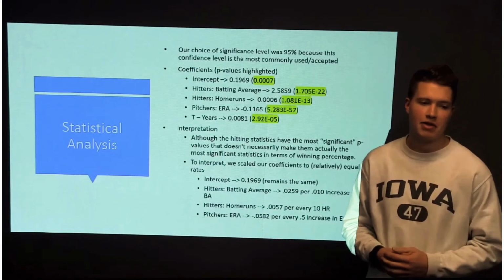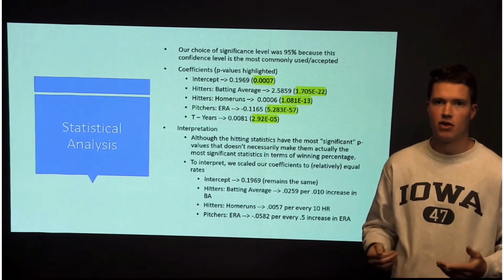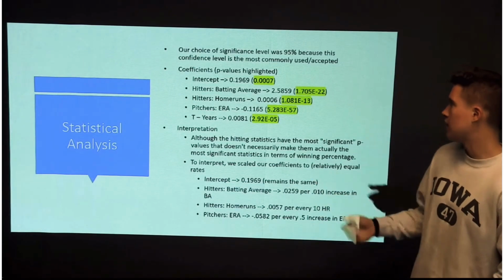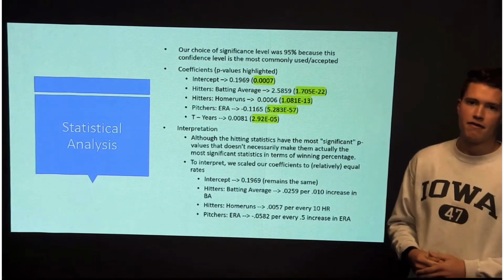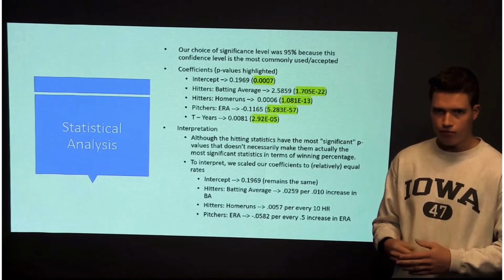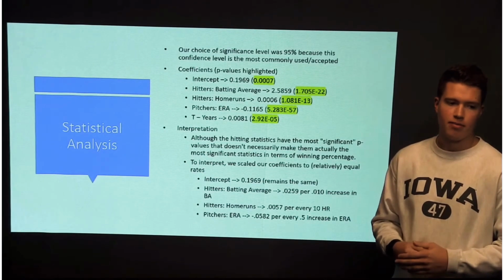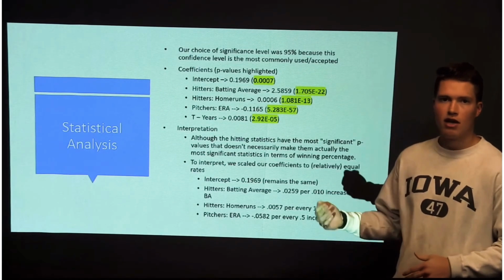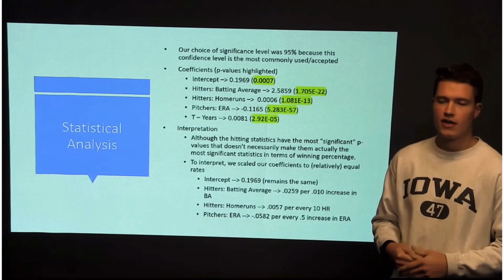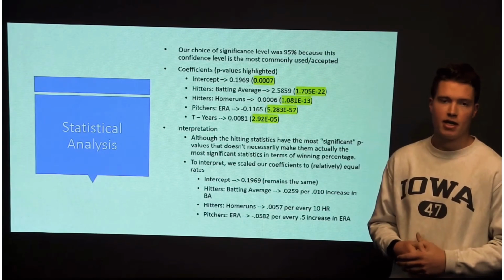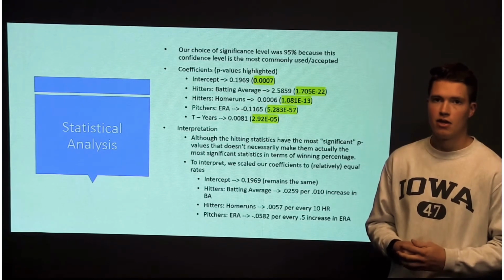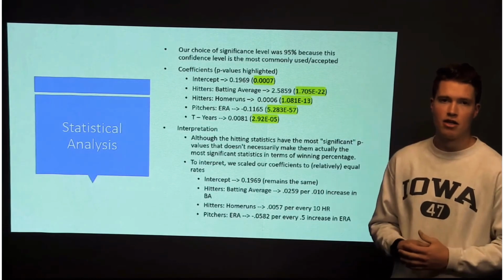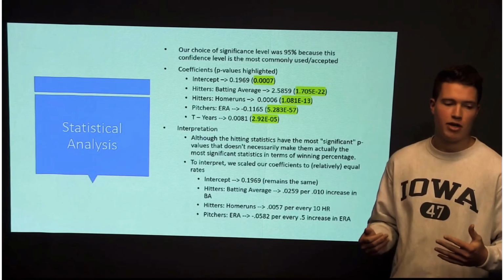So we went with the 95% confidence level because that's the most commonly used and accepted one. And as you can see, here are our coefficients for the final 5 variables that we finished with. So you've got your intercept, batting average, home runs, ERA, and years. And they all have really low p-values, but what you might notice is the batting average coefficient is really big. So you might think batting average is by far the most significant, but that's actually not the truth. You have to scale it down a little bit to actually understand the real meaning.